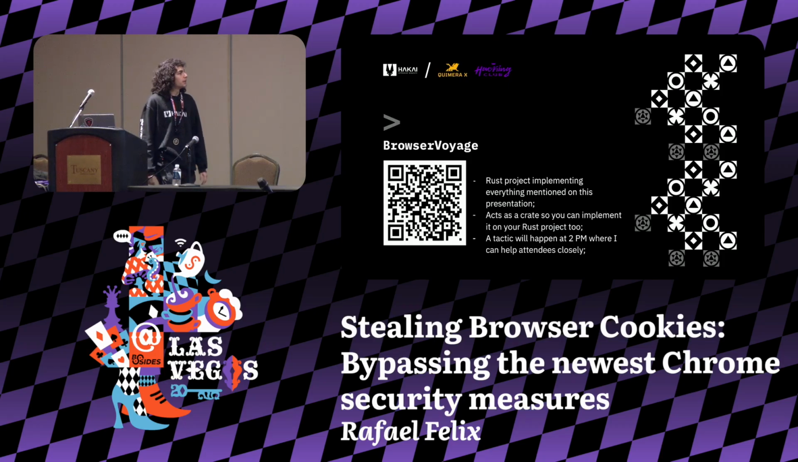So yeah, here's Browser Voyage. You guys can scan the QR code to access the GitHub repository. It's a Rust project implementing everything mentioned in this presentation. It acts as a crate, so you can use it in your Rust project too. And a tactic, actually, this was for DEF CON because I'm going to do a tactic at the Red Team Village. If you guys want to be there, I can help you more closely with the implementation.